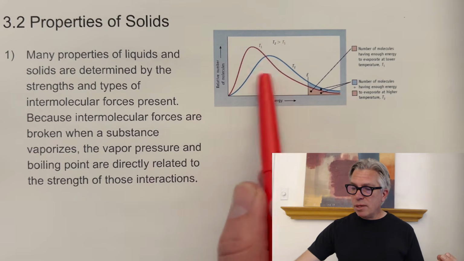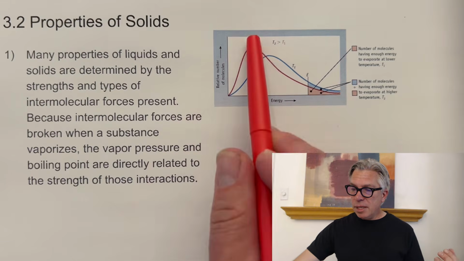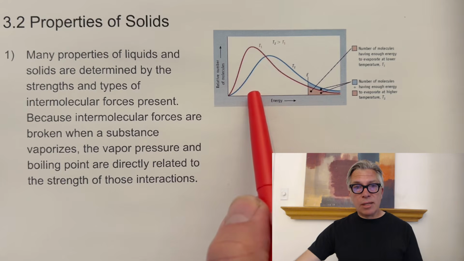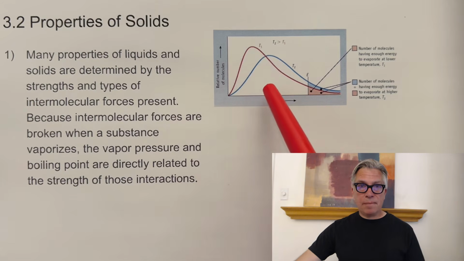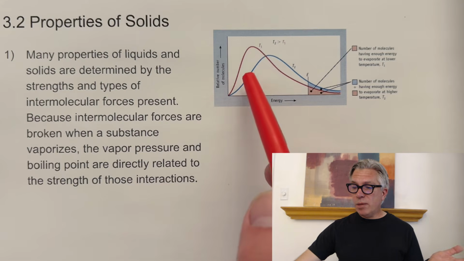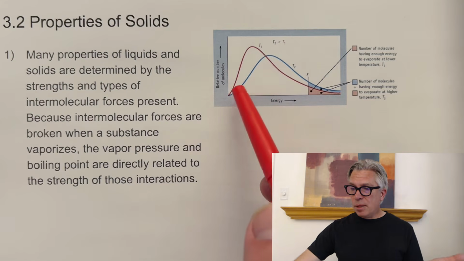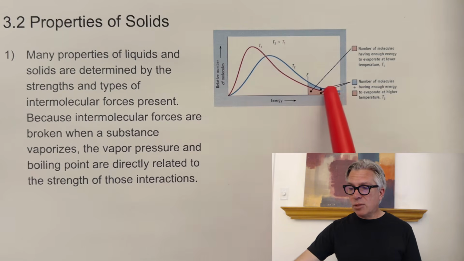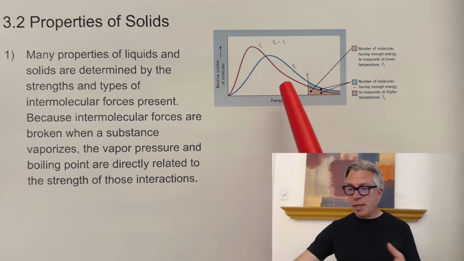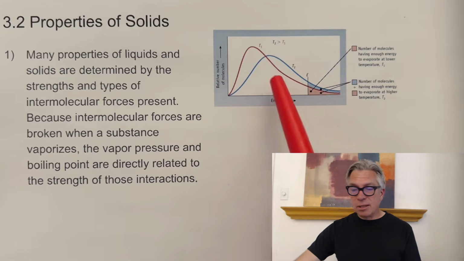Most of them are somewhere in the middle. And the peak of the distribution represents the average kinetic energy of that particular sample. And temperature is a measure of average kinetic energy. So if we were to heat up the sample, more molecules would have higher energies and fewer would have lower energies. The whole mountain would shift. The area under the curve stays the same, so it gets a little lower.